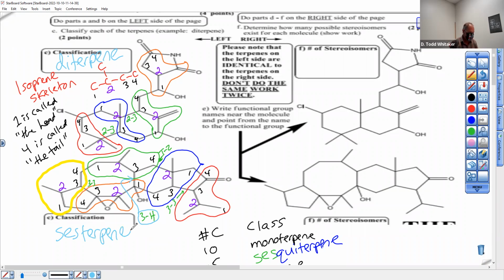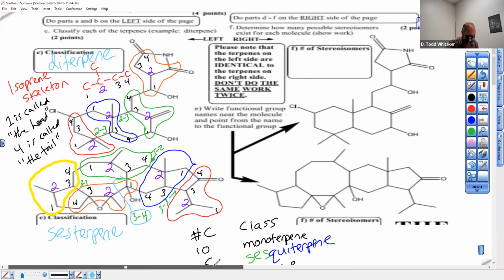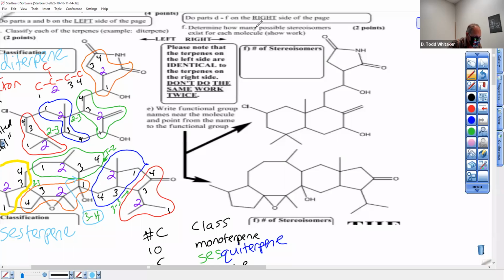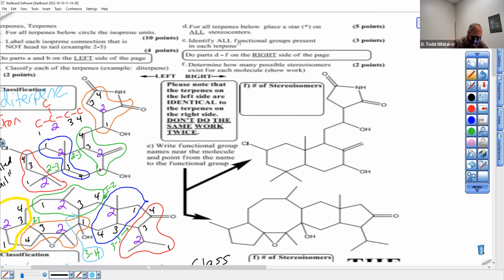Okay. Now this side of the page is kind of full, so I have the same terpenes here for you. This will happen on your test too. It's always the same format. Let's do these parts over here. Determine how many possible stereoisomers exist for each molecule. Aren't we supposed to put an asterisk on all the stereocenters? Oh, I didn't have the top of the screen. Sorry. Star all stereocenters. Let's do that first. You can't do part F before you do part D.